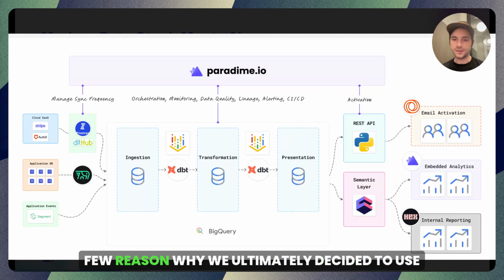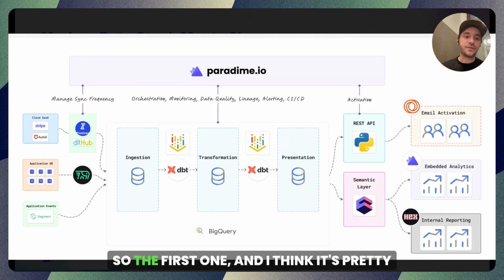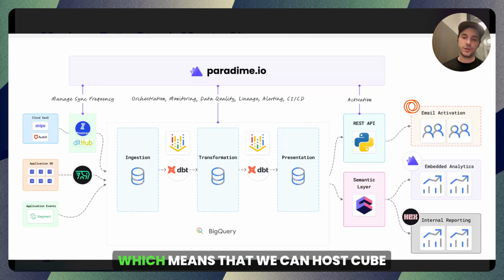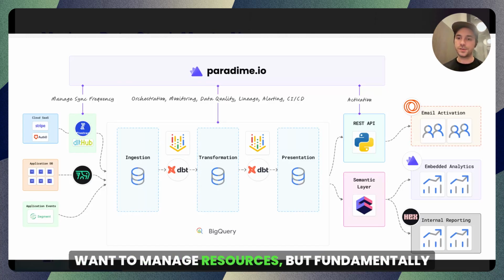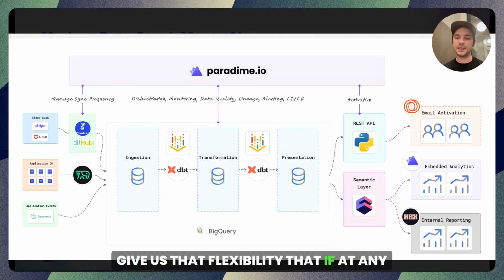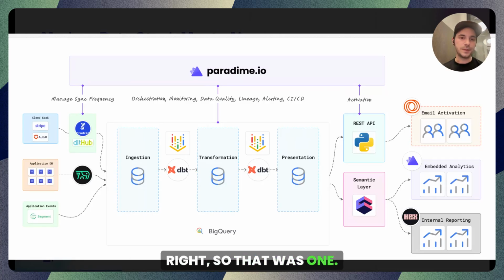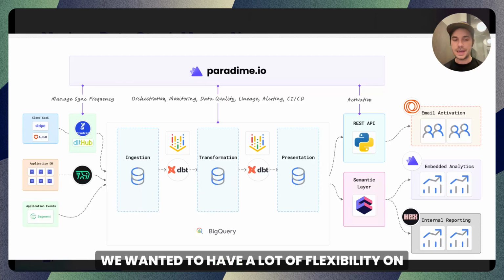And there are a few reasons why we ultimately decided to use Cube. The first one, and I think it's pretty important, is that it's fully open source, which means that we can host Cube ourselves. We can use Cube Cloud if we don't want to manage resources, but fundamentally it gives us the flexibility that if at any time we wanted to not be locked in, we could, right? So that was one.